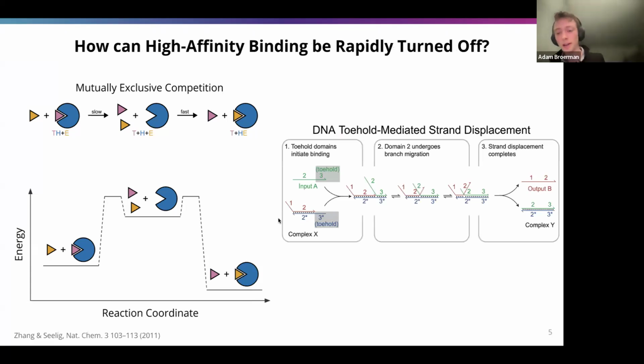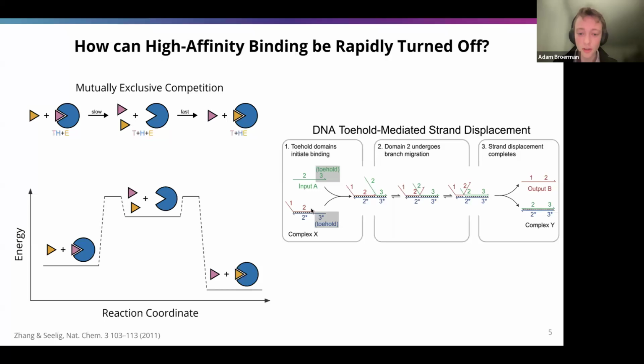So we were inspired by DNA, specifically this phenomenon called toehold-mediated strand displacement, which actually lets you have both high affinity interactions that can also be rapidly outcompeted. So how does this work?